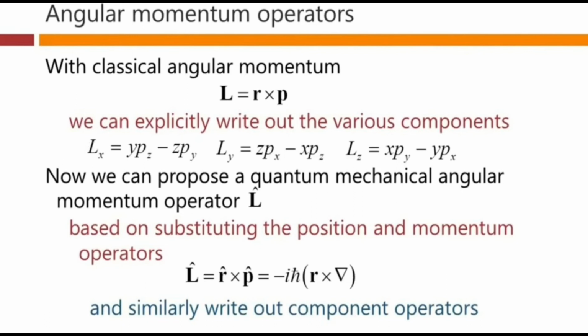Thus, we base that on substituting the position and momentum operators in L equal to r cross p, which is equal to minus i h bar r cross del. And we can similarly write out the component operators of Lx, Ly and Lz.